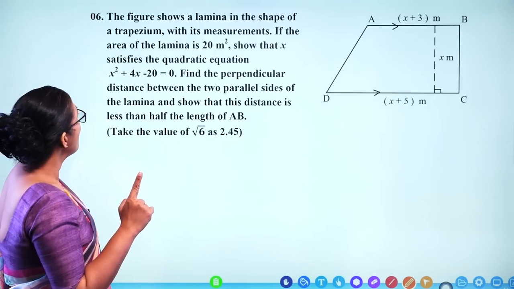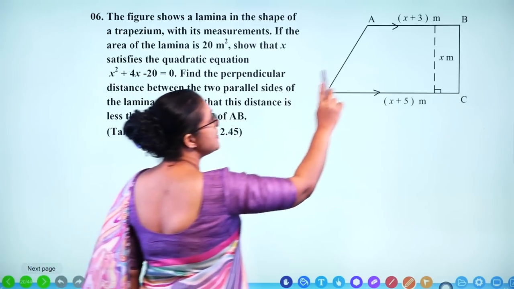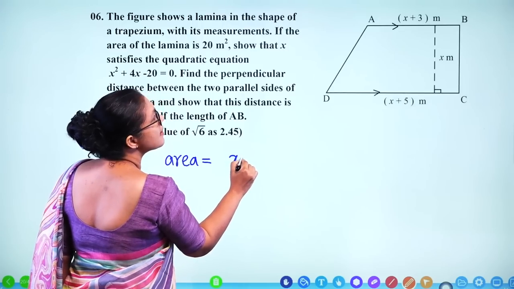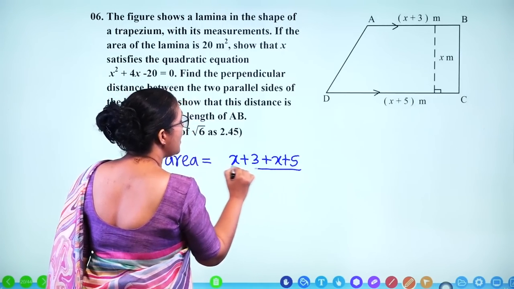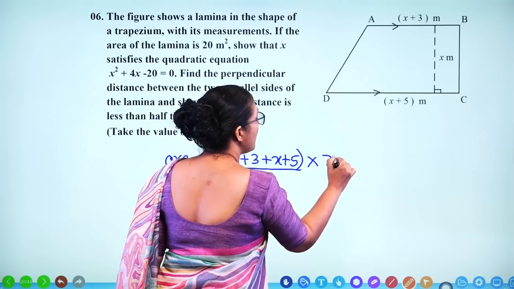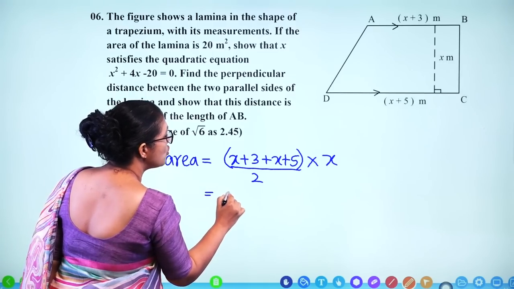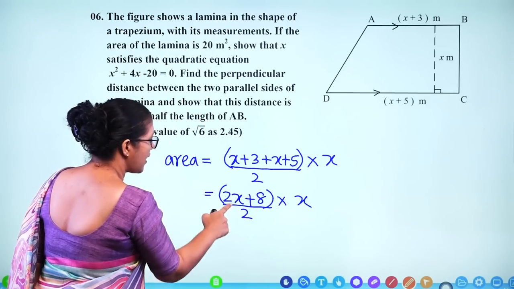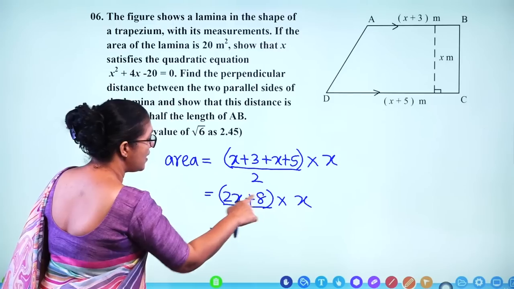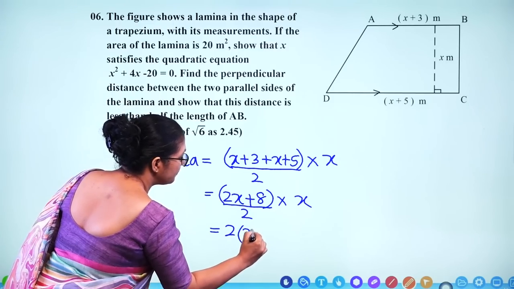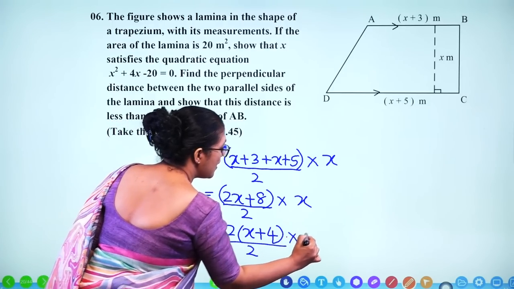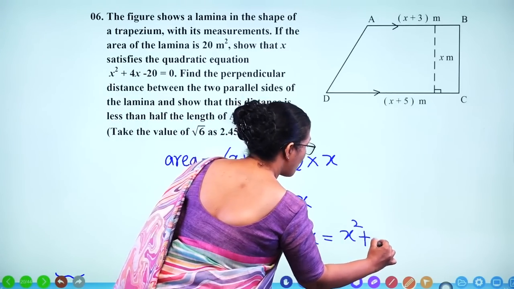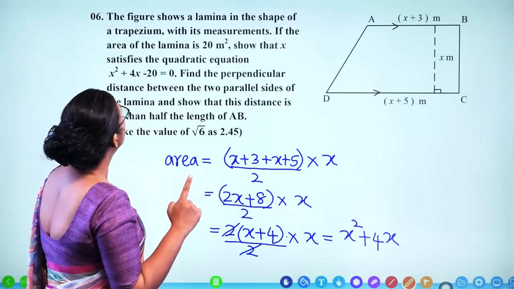So we have to first find out the area of the lamina. This is a trapezium. How do we find the area? Area is the two parallel lengths, x plus 3 and x plus 5, divided by 2 and multiplied by the perpendicular height, that's x. When you simplify this, 3 plus 5 is 8, 8 divided by 2 into x. Or you can first take 2 out as common and divide by 2. The 2 gets cancelled out, so you get x plus 4 into x. That becomes x squared plus 4x, the area in square meters.